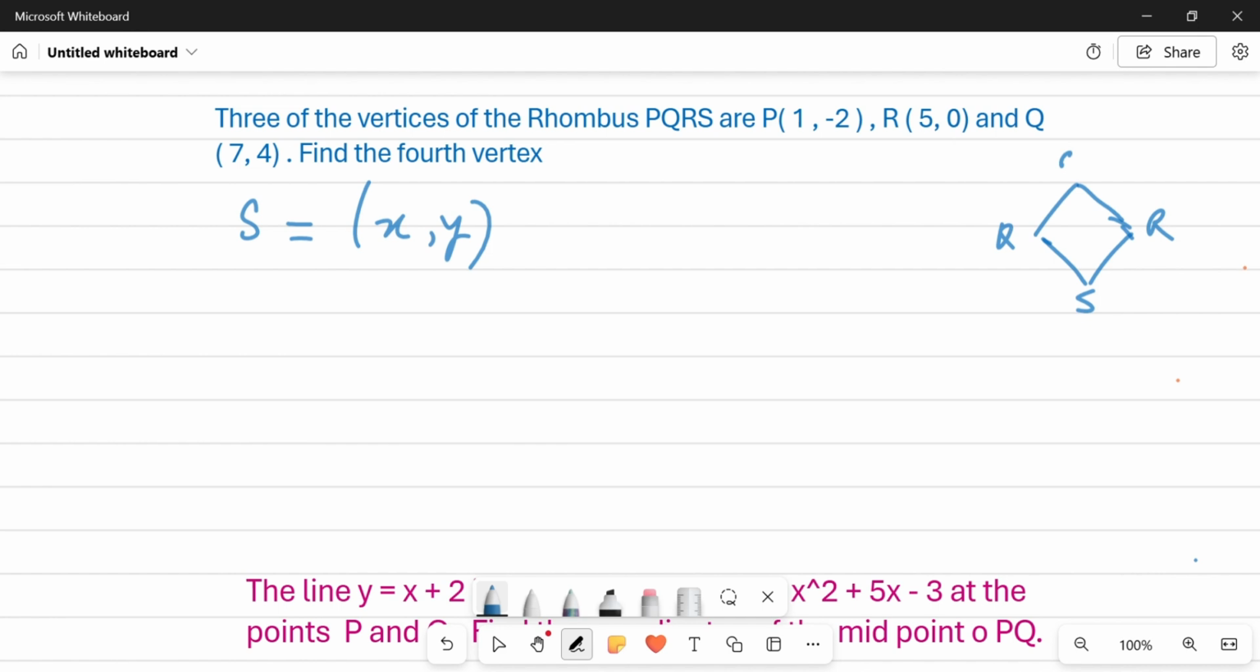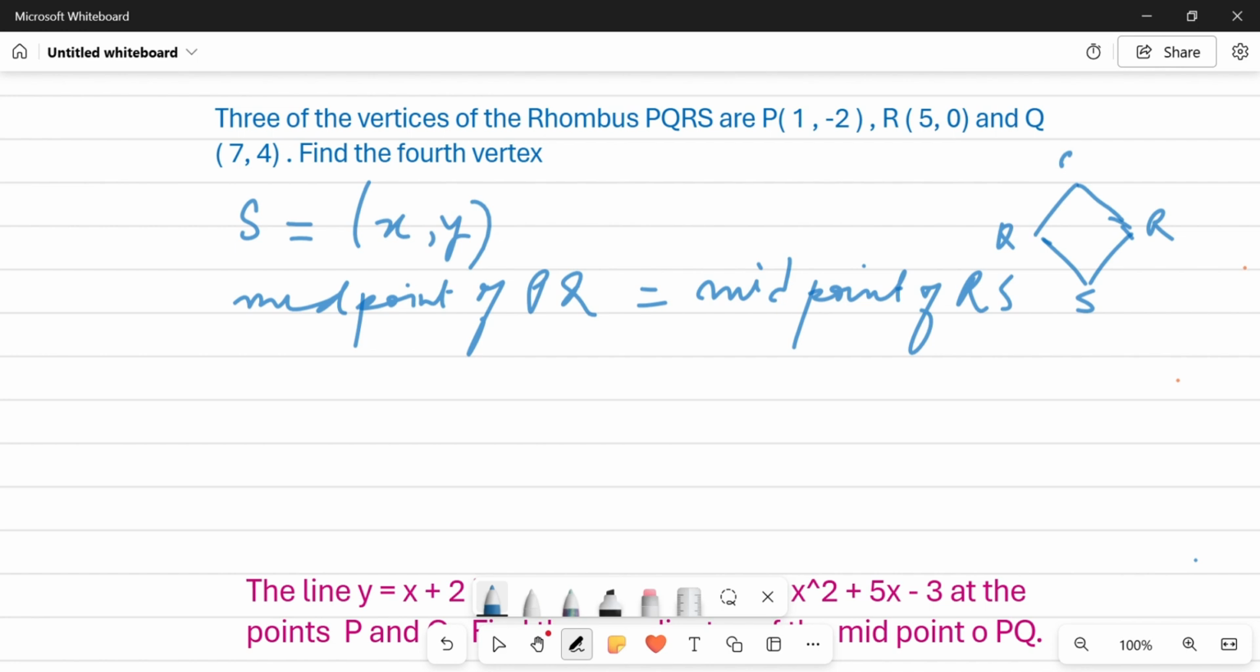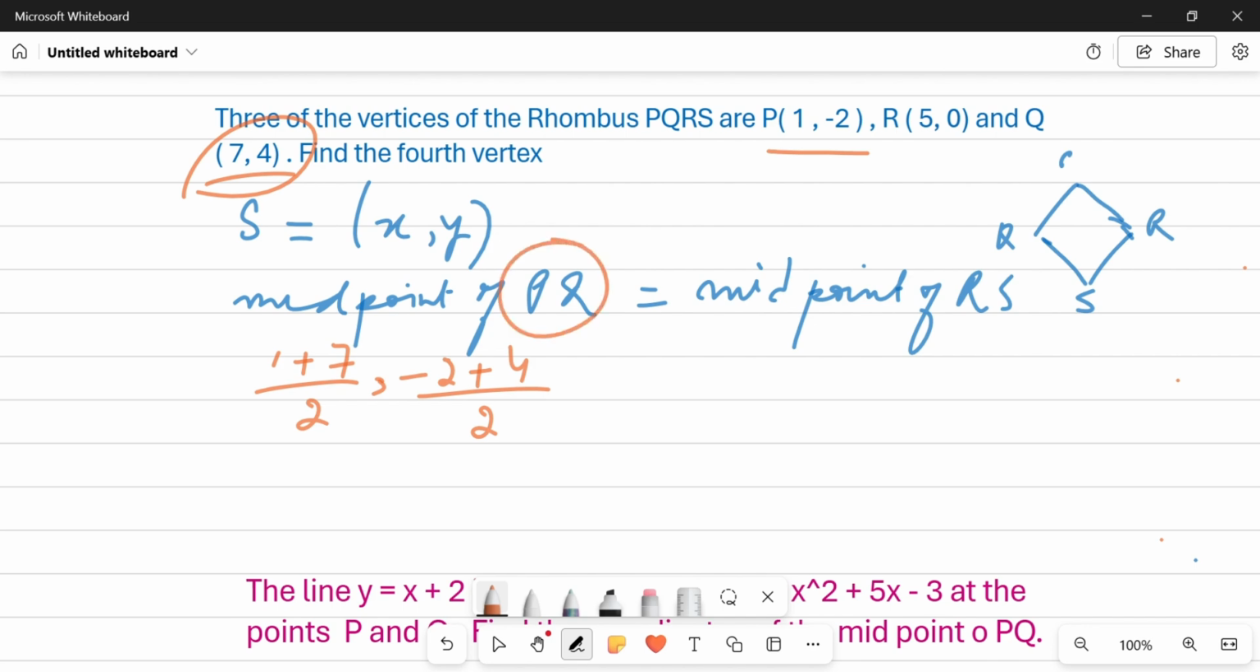So in this type of question, the midpoint of PQ equals the midpoint of RS, right? So P and Q. Let's take another color. The P coordinates are -1, -2, and the Q coordinates are 7 and 4. We know the formula: x1 plus x2, so -1 plus 7, over 2, and then y1 plus y2, so -2 plus 4. This is about PQ, and we are solving PQ here.